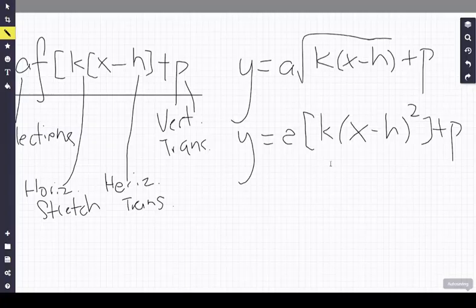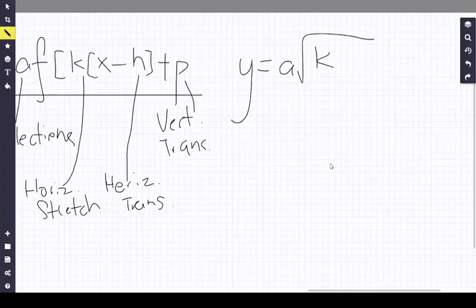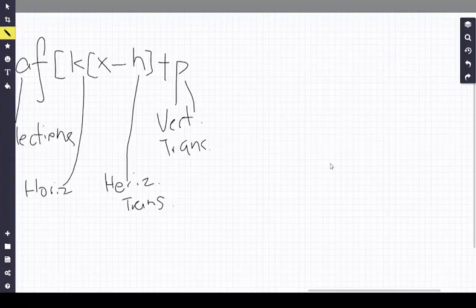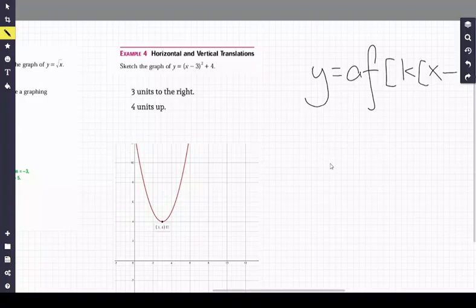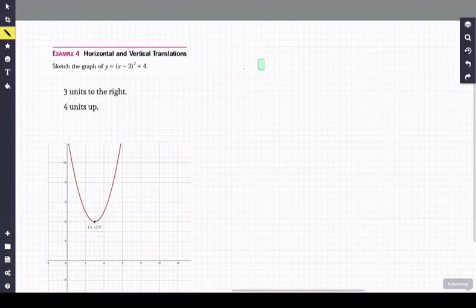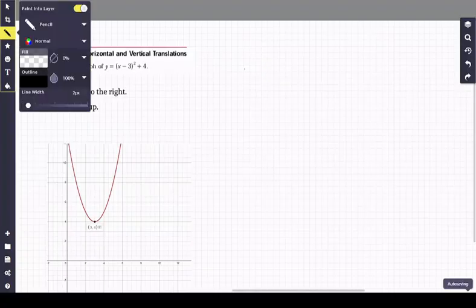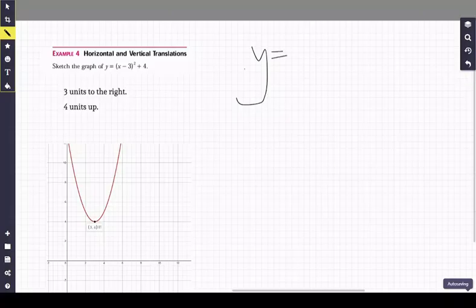And I also want to introduce you to something called a mapping rule. We're going to formally learn about this a couple lessons later, but I just wanted to introduce it right now. So originally, when we had this parabola y equals x squared, this has its vertex at 0, 0, which is basically the origin.